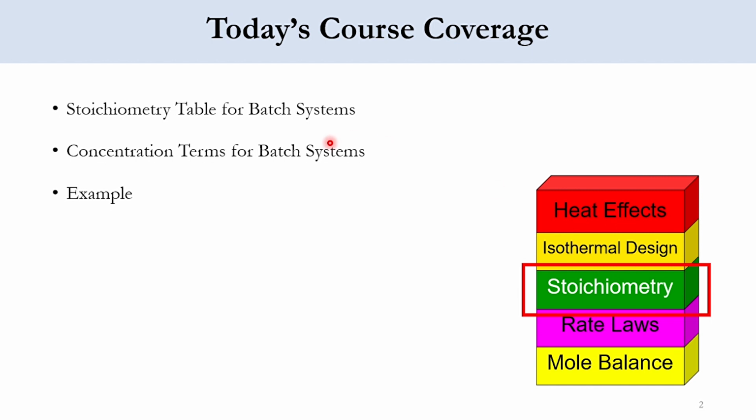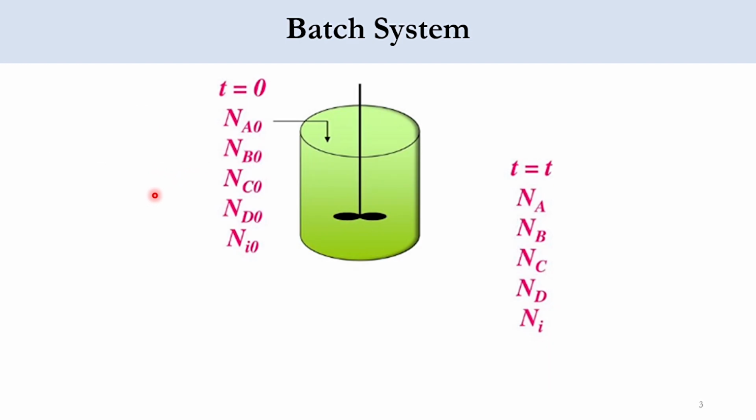In today's lecture, we will first develop a stoichiometry table for a batch system, then we will derive the concentration terms for the batch systems, and then we will solve an example. Looking at the batch system, at time t equal to 0, the number of moles of A are Na naught, for B Nb naught, for C Nc naught, Nd naught, and for inert it is Ni naught. We have considered, as we have seen before, that A and B are reactants in the system, while C and D are products in the system.